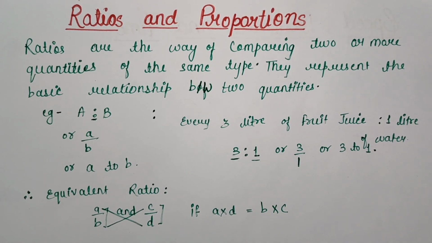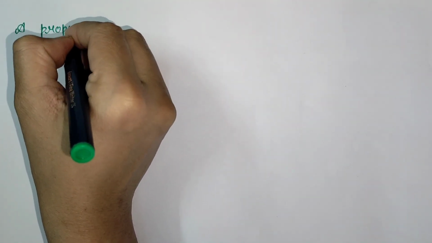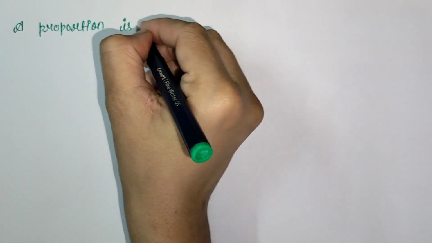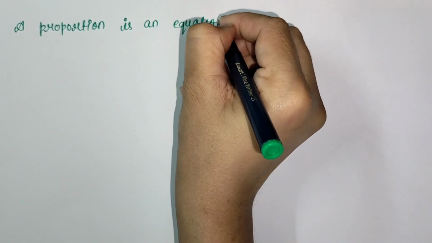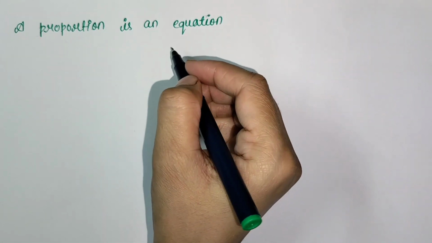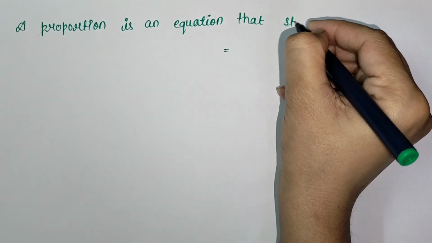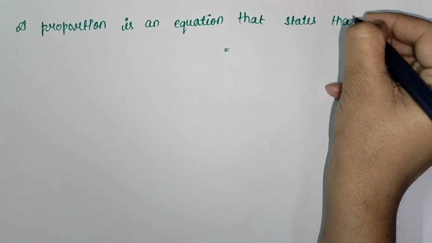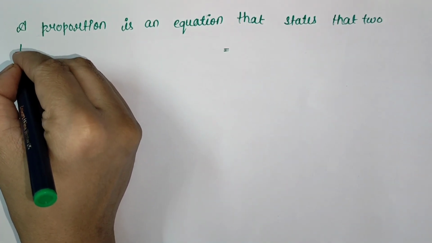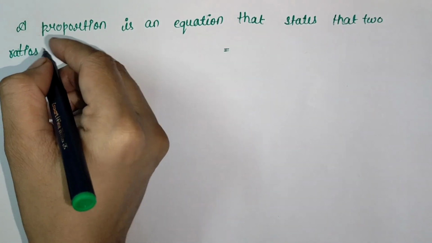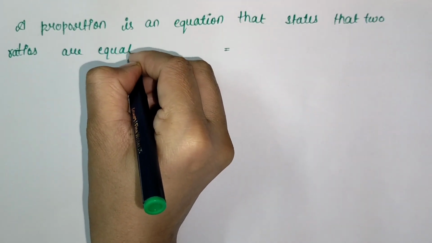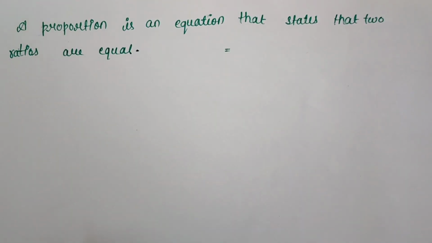Now, the next one is proportions. What are proportions? Proportion is an equation that states that two ratios are equal. First of all, a proportion is an equation. It means there will be an equal mark. That states that two ratios are equal. It shows that two ratios or fractions are equivalent.